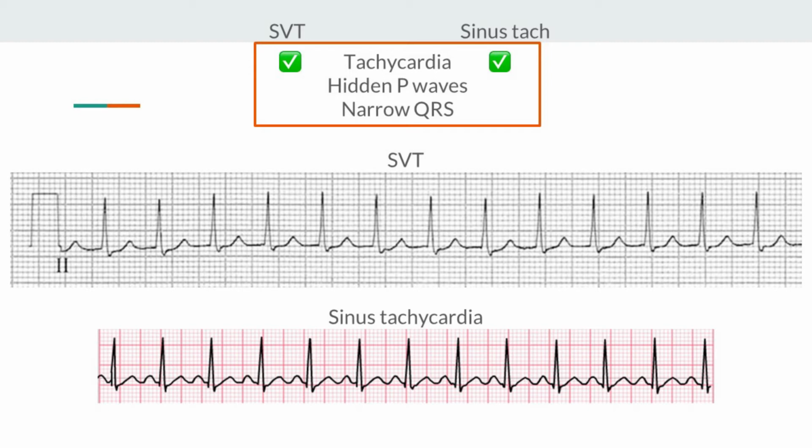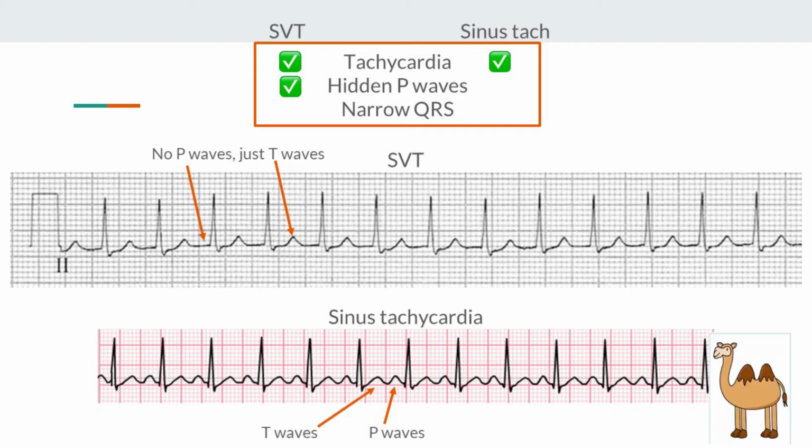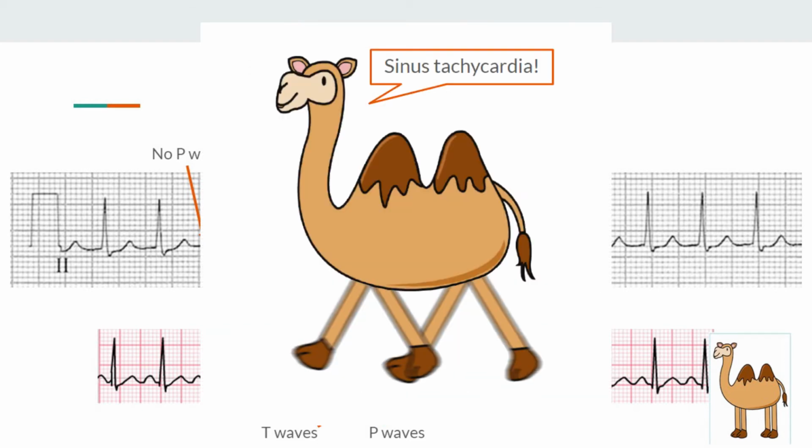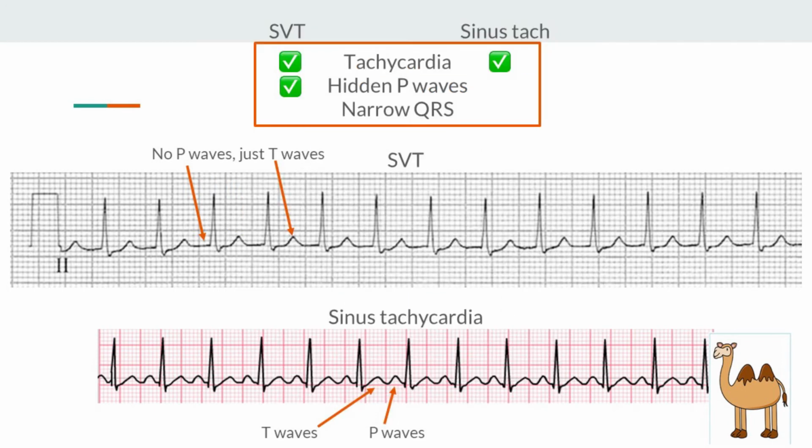Now let's see if we can find any P waves. In SVT, you won't be able to see the P waves as they get buried by the QRS complexes. So you only end up seeing the T waves that are present between the QRS complexes. So hidden P waves for SVT. In sinus tachycardia, you still have P waves, although they're pretty much pressed up right against the T wave of the previous heartbeat. They kind of resemble humps on a camel's back. One way to remember sinus tachycardia is to picture a camel with two humps running really fast. So hidden P waves for SVT, but no hidden P waves for sinus tachycardia.